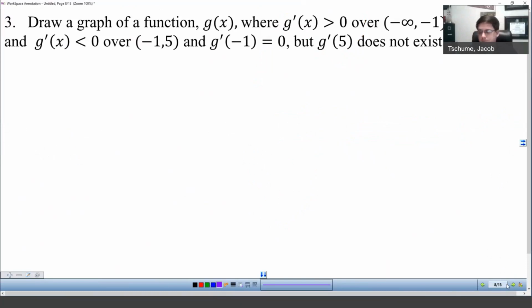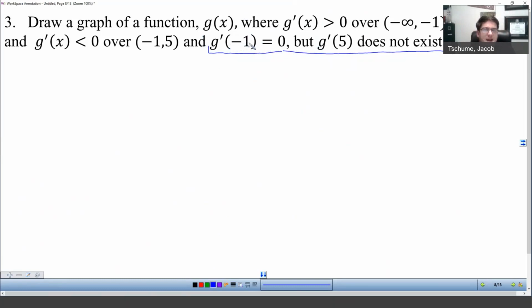All right, what about this one? I want you to draw a graph of a function where g prime of x is greater than 0 over the intervals negative infinity to negative 1 and 5 to infinity. And I want g prime of x to be less than 0 over the interval negative 1 to 5. Now, the catch is I'm being a little bit more specific about what I want to happen at those points. At g prime of negative 1, that's going to equal 0, but I want g prime of 5 to not exist. So let's talk about these two new things on the end, because the other stuff we've already done.